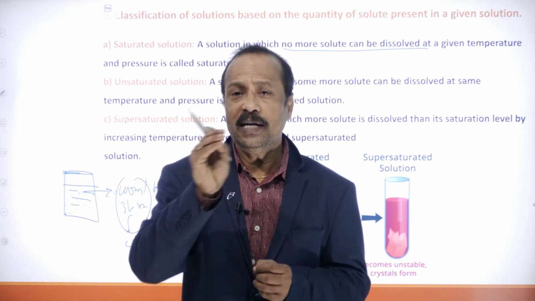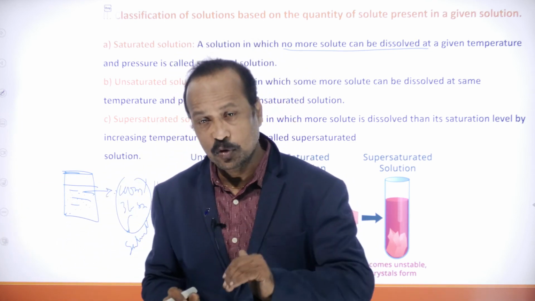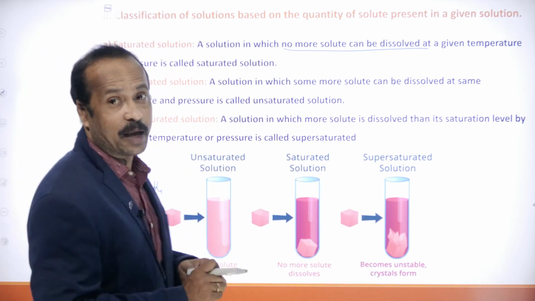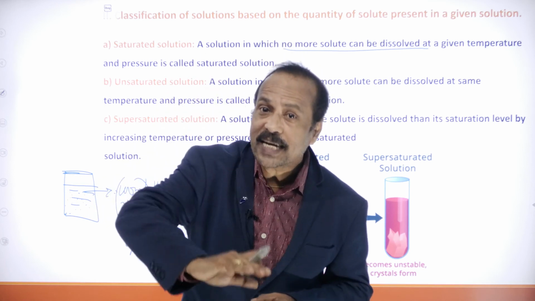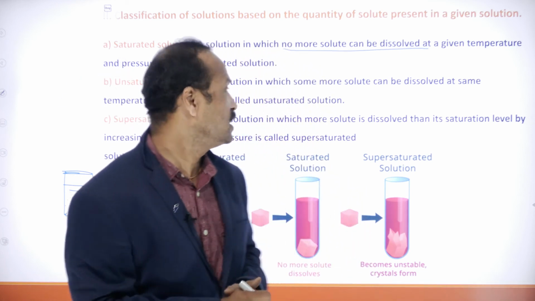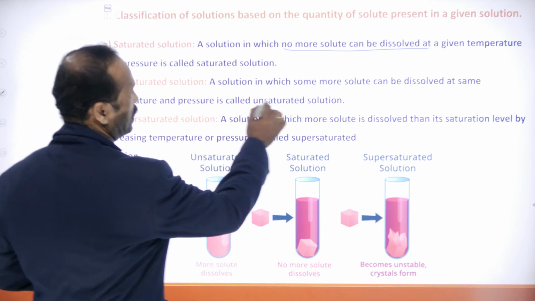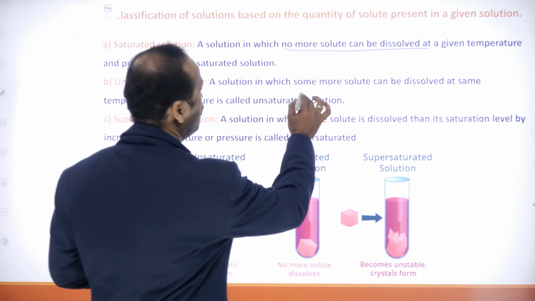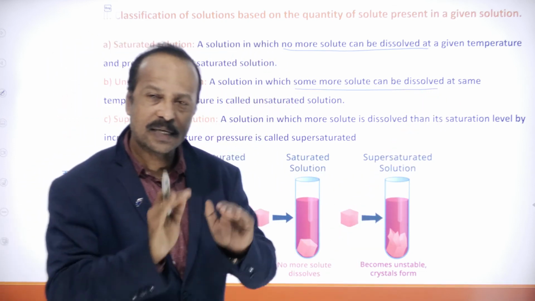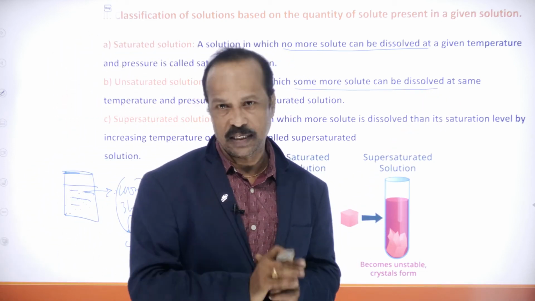So if you add a certain amount of salt and it is still able to dissolve, then that is called unsaturated. It means the amount of solute is less than required for saturation. Less than required for saturation is called unsaturated. So see here, unsaturated means some more salt can be dissolved, meaning a certain lesser amount of solute is there.